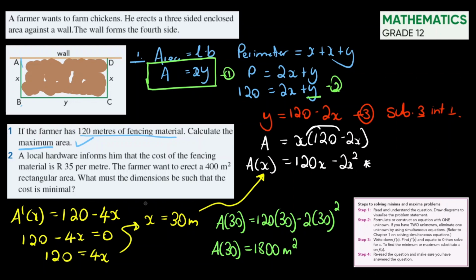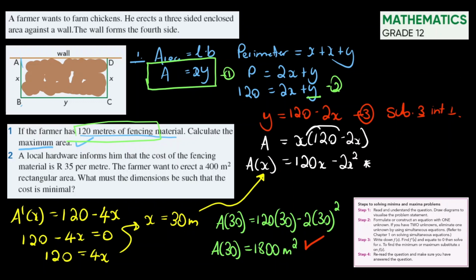So that's the maximum area the farmer will get when he has 120 meters of fencing material. That's the largest area he can get from this enclosure for his chickens, and that will be the answer for the first part of the question. That's the maximum area he can get from that 120 meters. And let's move on to step 4. Reread the question to make sure we've answered the question. We just did that. We connected the answer of 1800 square meters to being the maximum area you can get from 120 meters of fencing material.